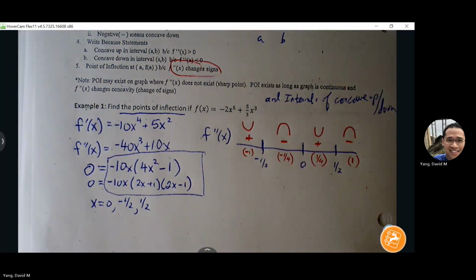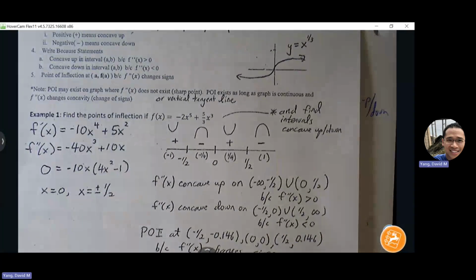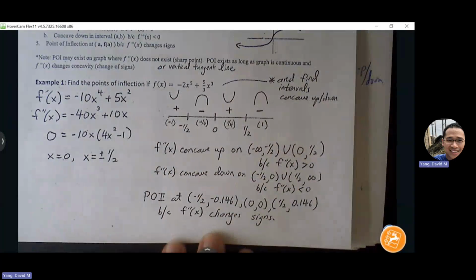But if I want to find the physical location of these points, they go back into the original function. Okay, so here are your statements of concave up and concave down, as well as your justifications, your because statements. All the intervals of positive will be concave up. All the intervals of negative will be concave down. And pay attention to those because statements.